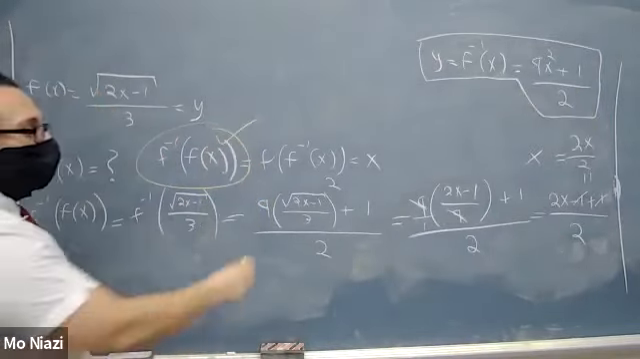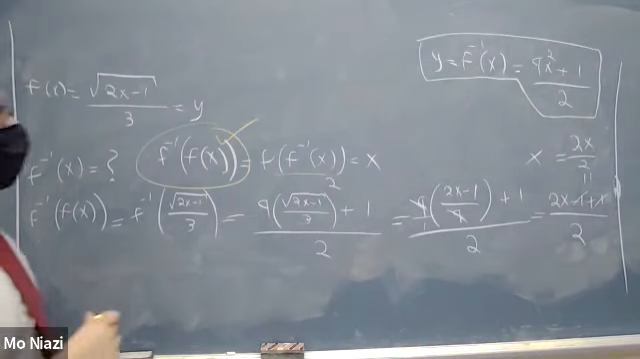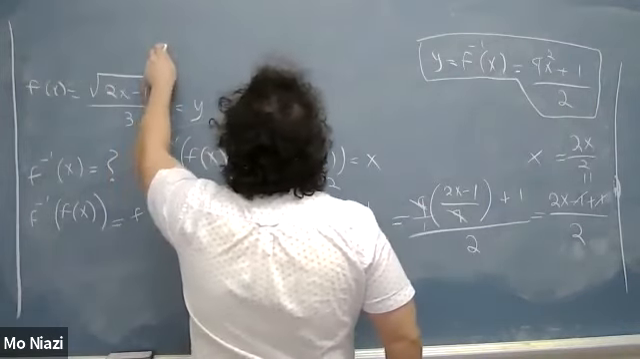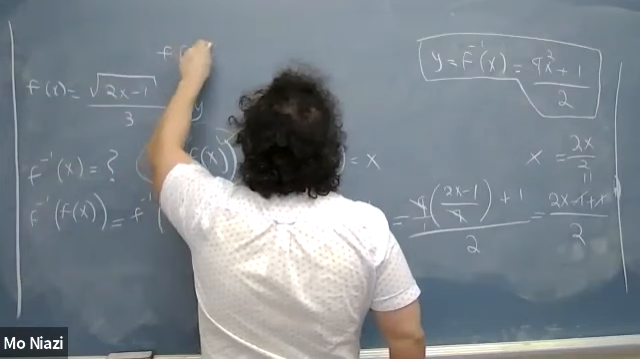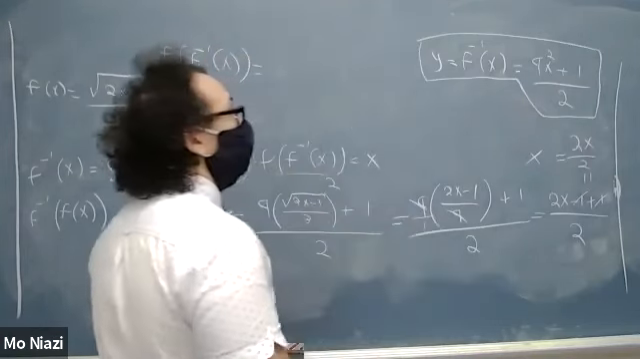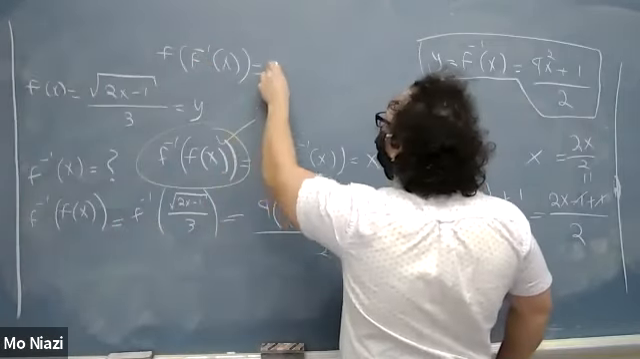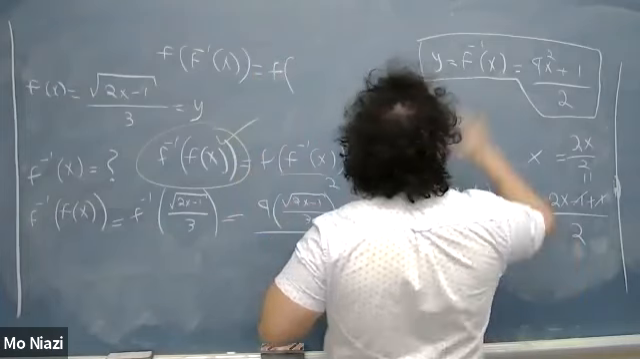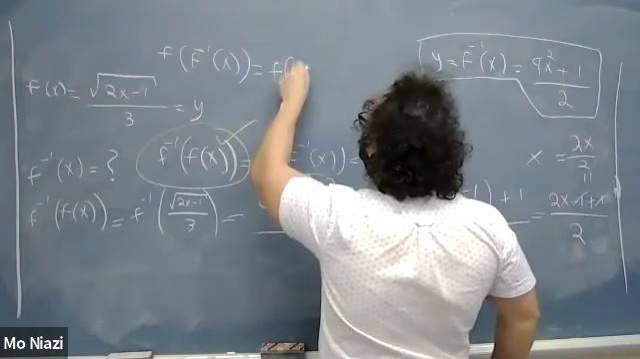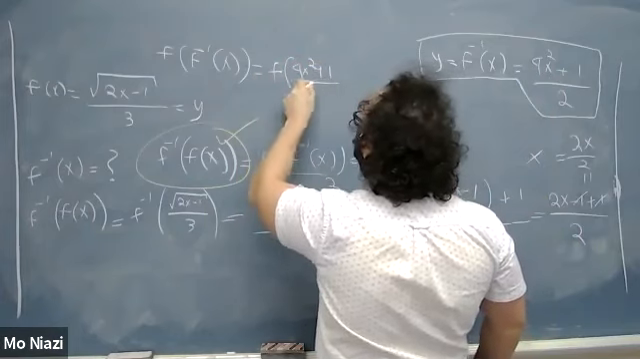Check. But we now need to check this one. That better also equal x, or else it's not a bona fide inverse function. F of f inverse of x is like so. Now the stuffing is f inverse. So let's prepare the stuffing. We write what that is, 9x squared plus 1 all over 2.